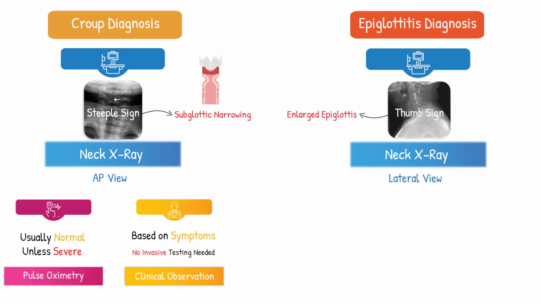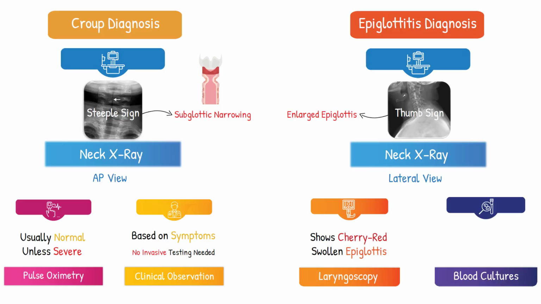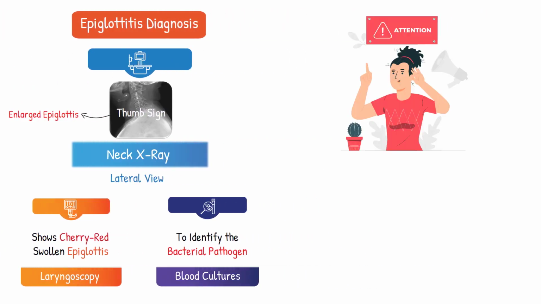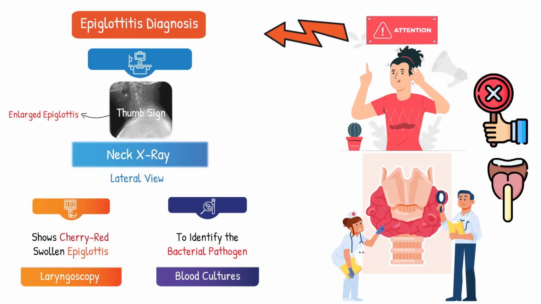If airway visualization is necessary, a laryngoscopy may reveal a cherry red or swollen epiglottis, but this should only be done in a controlled setting with emergency equipment on standby. Blood cultures are often obtained to identify the bacterial pathogen responsible. And it's important to remember that in a suspected case of epiglottitis, you should never attempt to examine the throat with a tongue depressor, as this could trigger complete airway obstruction.